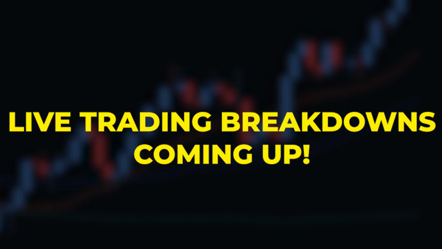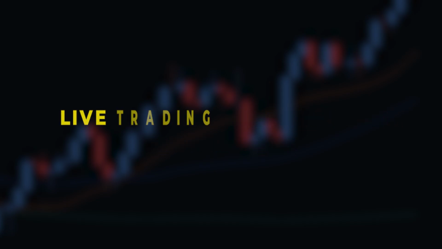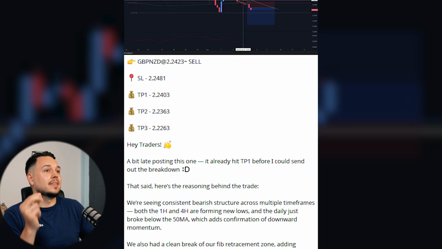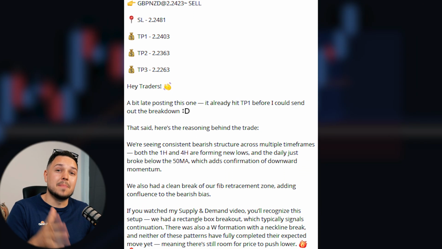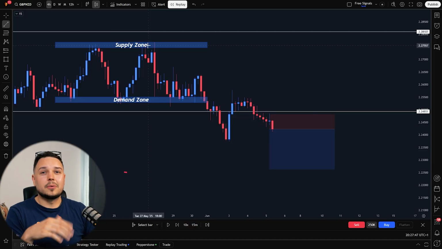Okay, now we're gonna do some live trading breakdowns from my trading group. Here's a clear 4-hour trade setup we recently took with our VIP members. Let's break down exactly why we entered the trade, how it played out, and what we can learn from it. So here's some market context.